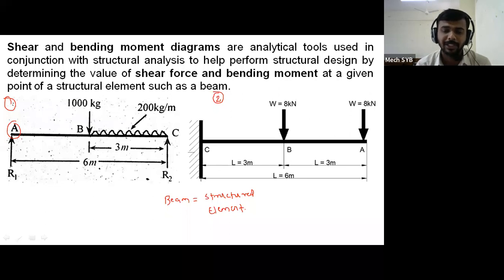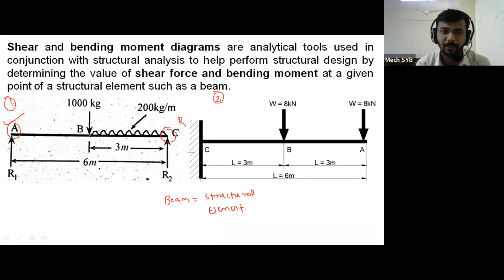But now you just imagine that this is a simply supported beam, which means it is supported at point A, that is at the left side, and similarly it is supported at point C at the right side. Okay, so two supports are there. One is at the left side, another is at the right side.